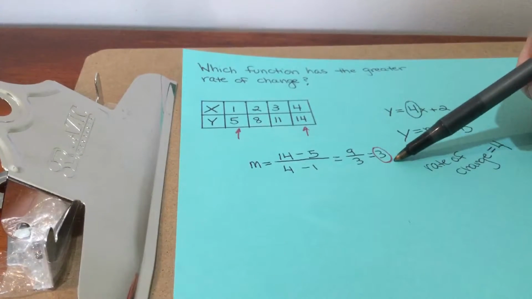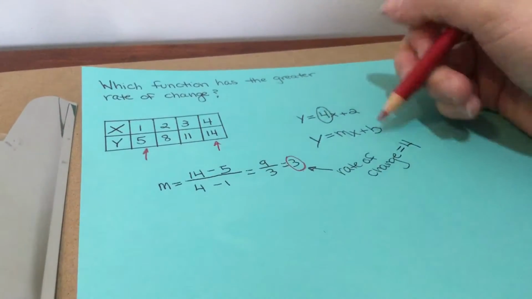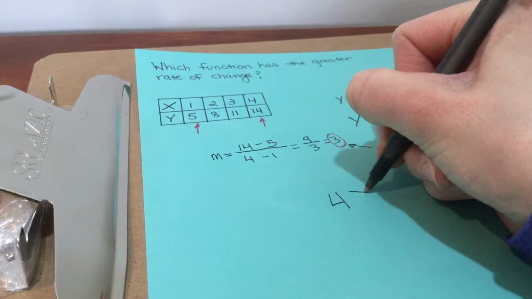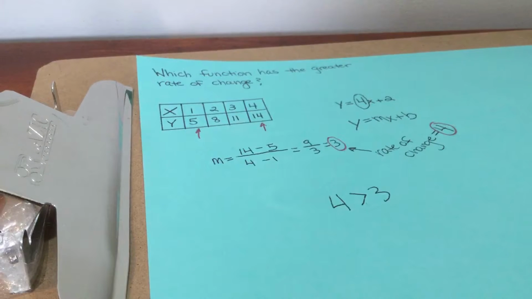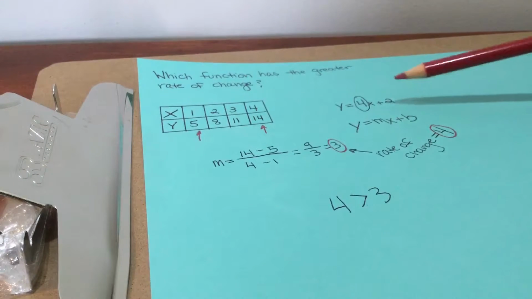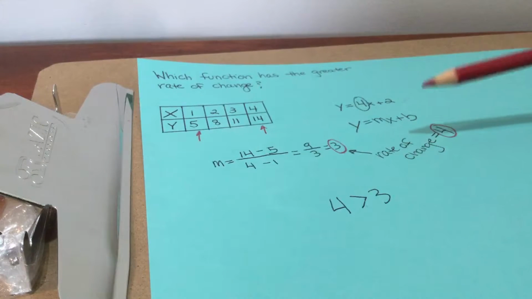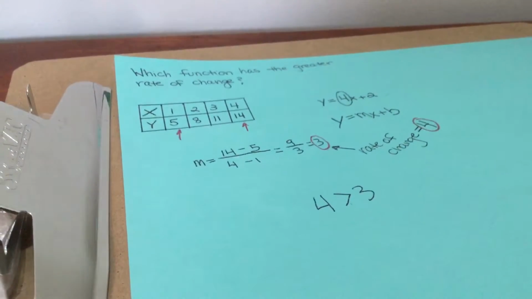So when I compare them, this one's rate of change, the table, is 3, and the rate of change we found from the equation is 4. I know that 4 is greater than 3. So therefore, this function here, the one written in y-intercept form, has a greater rate of change than the table. Pretty easy, right? All right, well, now it's your turn to try.